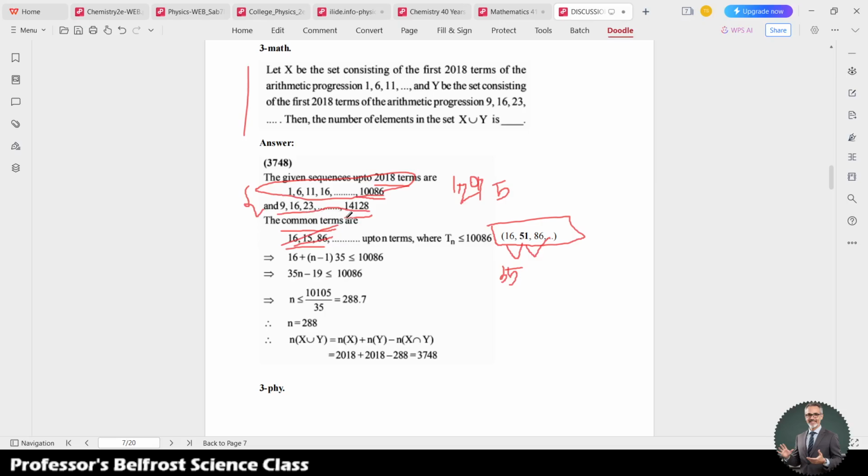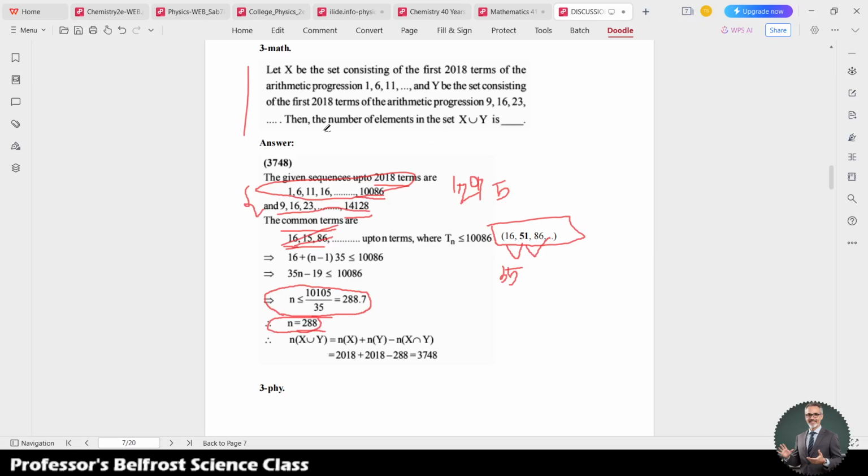It must be a member of both sets, starting from 16. So the number must be greater than or equal to 16, and less than or equal to 10,086. Let's see how many common terms are in this set. After doing some calculation, you get a value, and you round it down, and you get 288. So there are 288 common terms between 16 and 10,086.